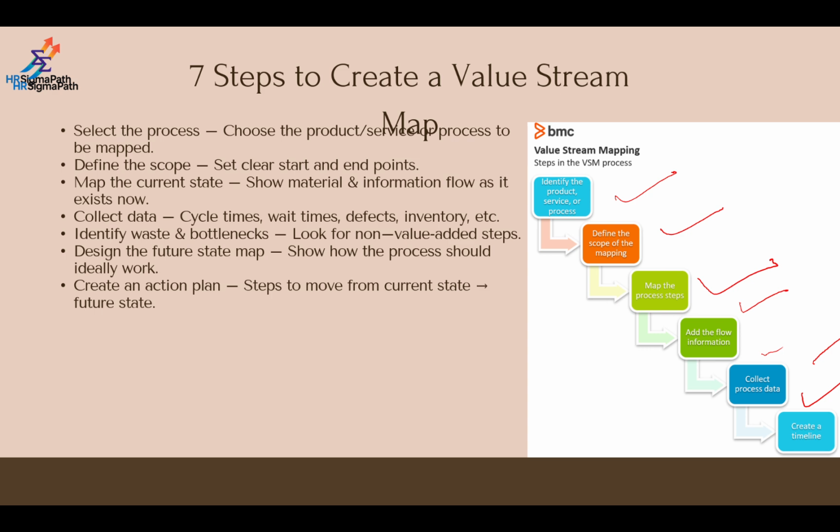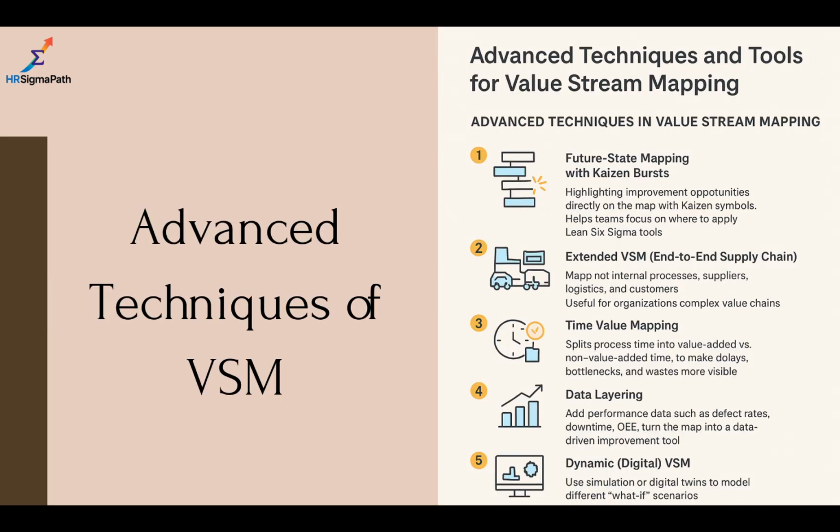So creating a value map is very simple. Choose a process, define the boundary, and map the current state. Then collect data, find the waste, and design a better future state. Finally, build an action plan to make it real.